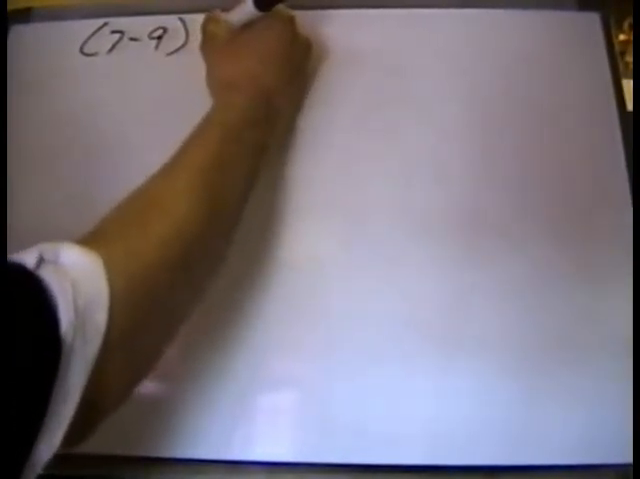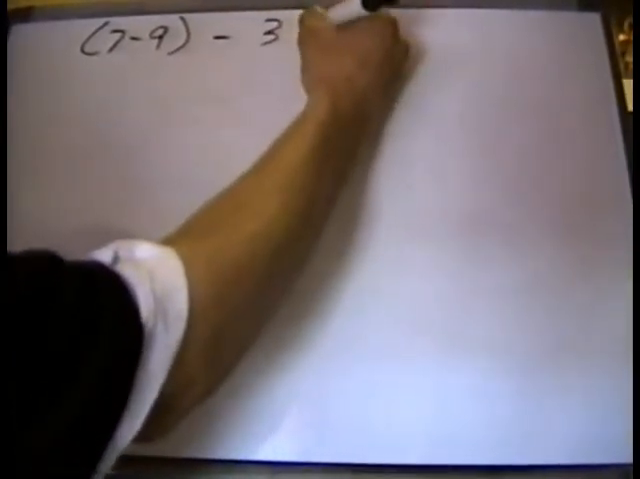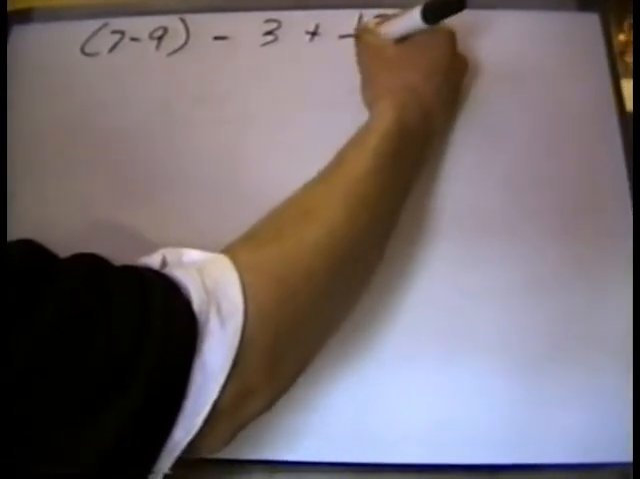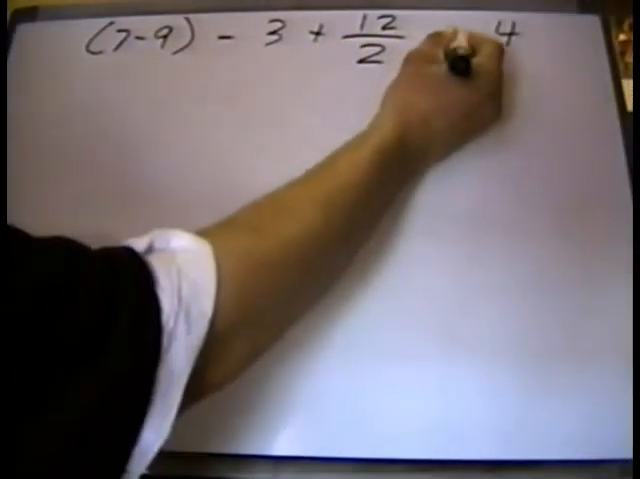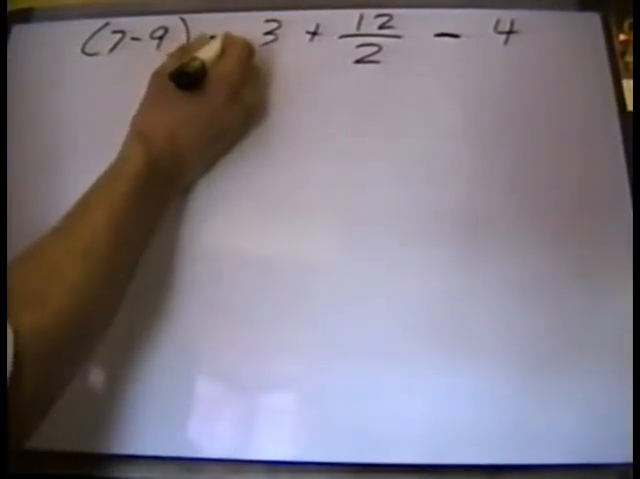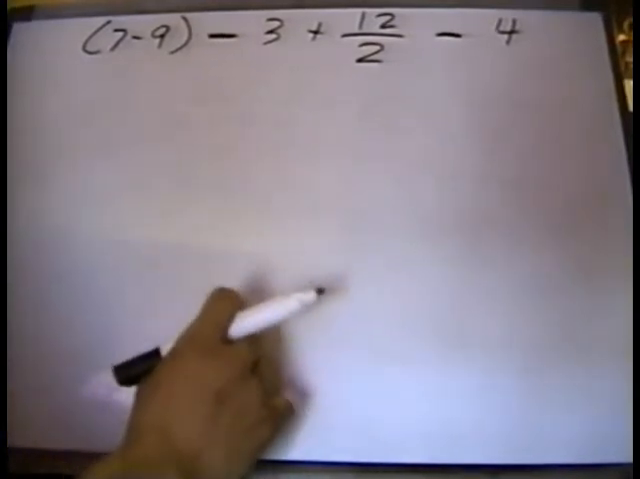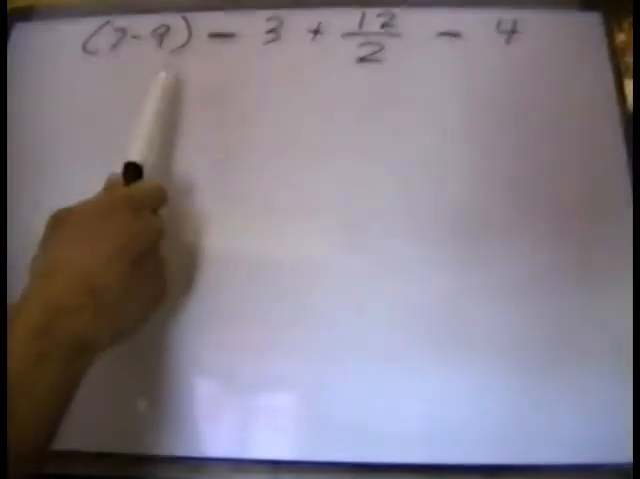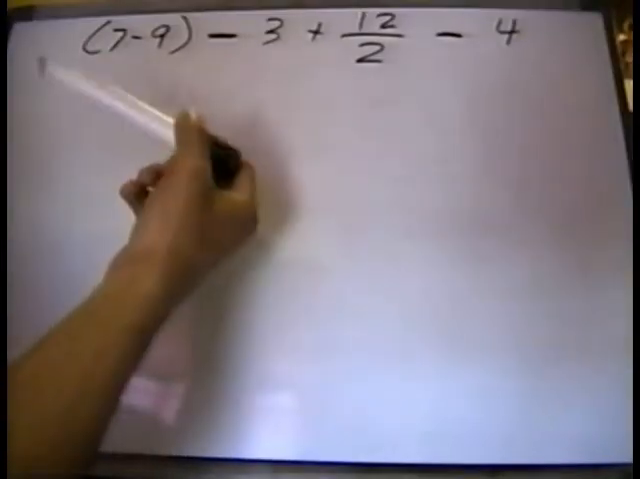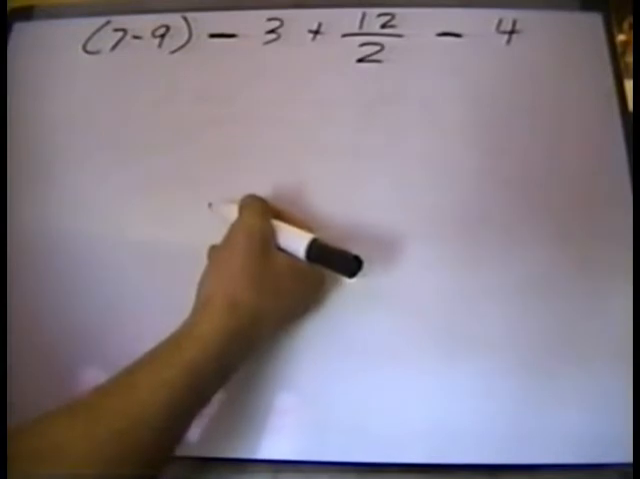Now, if we have an expression which contains grouping symbols, we have 7 minus 9, minus 3 plus 12 halves, minus 4. Now, 7 minus 9. First, the order of operations tells us to do what first? The grouping symbols first. 7 minus 9 gives you negative 2.